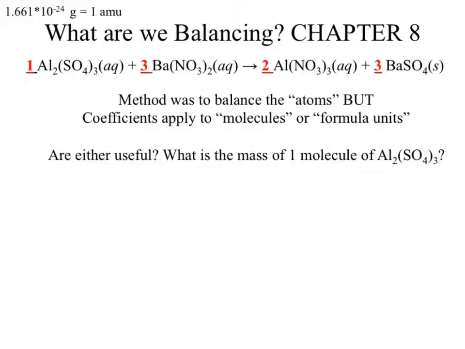How many reactants do I have? 2. I'm mixing aluminum sulfate with barium nitrate. If I go into the lab and I want to run this reaction, how many aluminum sulfates do I need to get a hold of? 1 of them. How many barium nitrates do I need? 3. And I put 1 and 3 together and I can get my products. And I end up getting 2 aluminum nitrates and 3 barium sulfates.